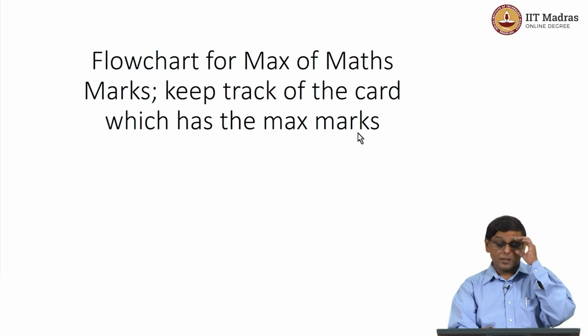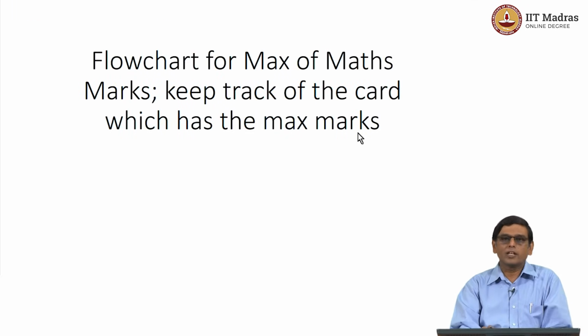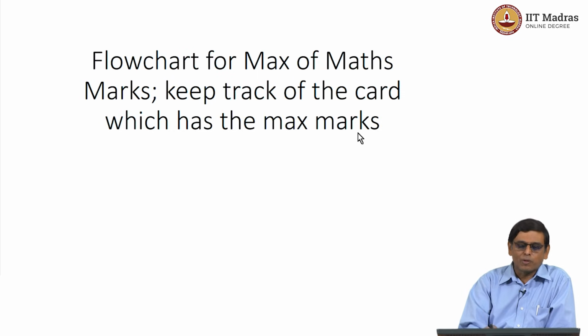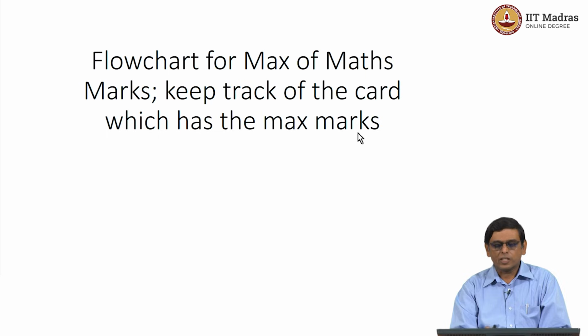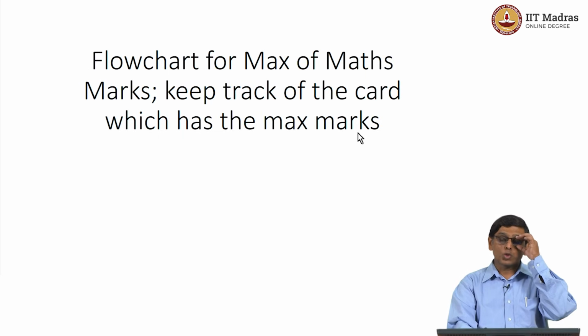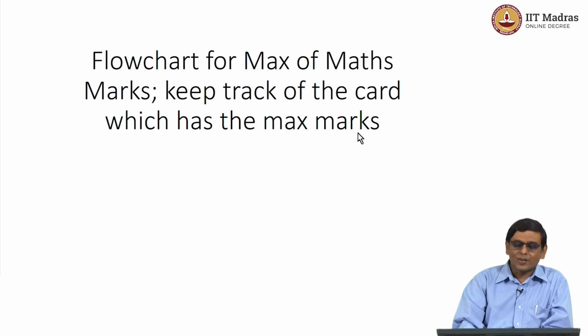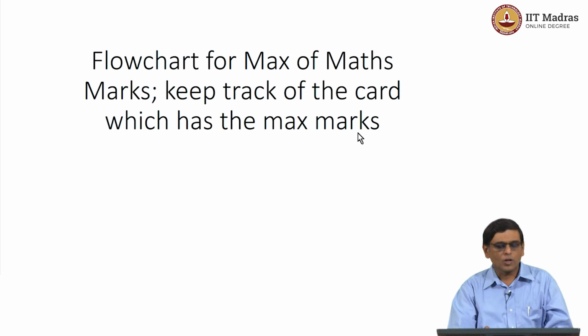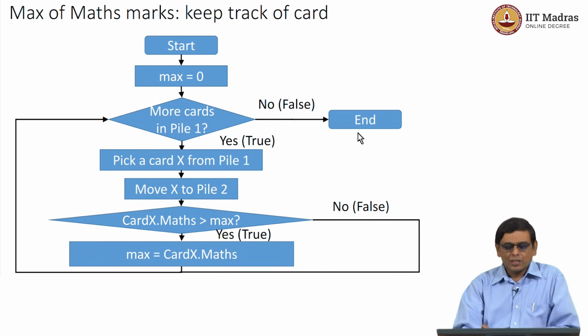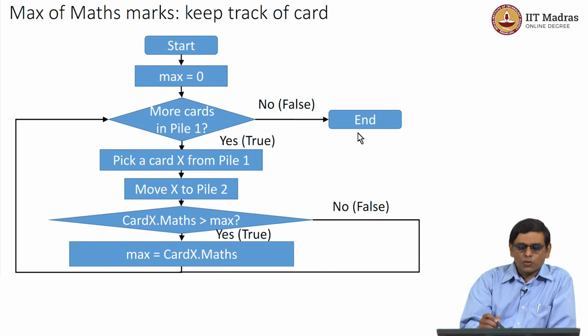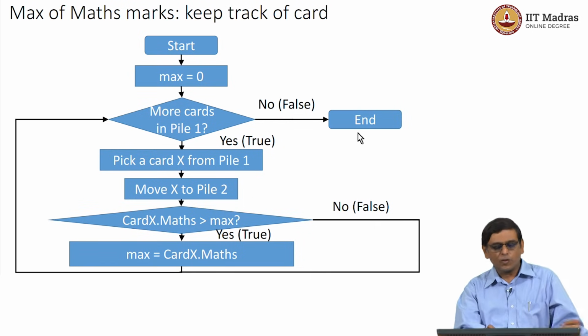Now, we also discussed that not only we may want to find the maximum of maths marks, but we may want to keep track of the card which has the maximum marks. Okay. So, the next question that we can ask is, what should we do to modify this flowchart so that not only do we find the maximum, we can also keep track of the card on which that maximum was found? All right. So, this is the flowchart that we just presented for finding the maximum.